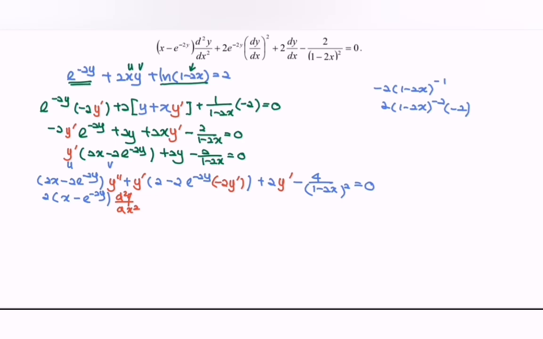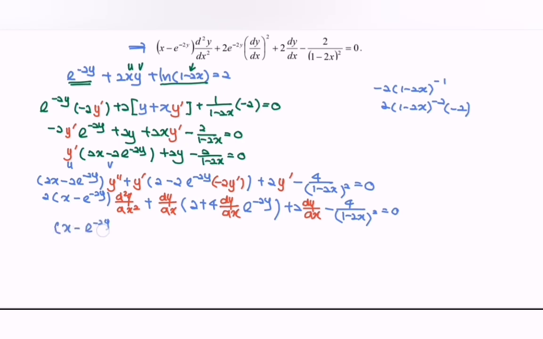Continue. Plus we have the first derivative, dy/dx, and then bracket, we have 2 plus 4 dy/dx times e^(-2y). Next, continue, plus 2 dy/dx, then minus 4 over (1 - 2x)^2 equals 0. So refer to this part. Divide all the terms by 2. So here we have (x - e^(-2y)) times the second derivative.